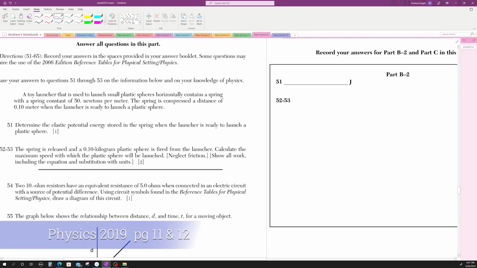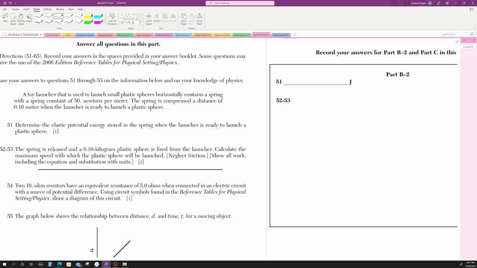Part B2, open response style questions. This is exciting. A toy launcher that is used to launch small plastic spheres horizontally contains a spring with a spring constant of 50 newton per meter. The spring is compressed a distance of 0.1 meter. Determine the elastic potential energy stored in the spring.